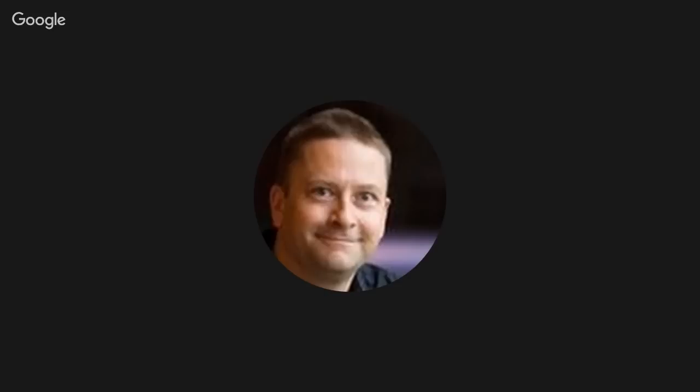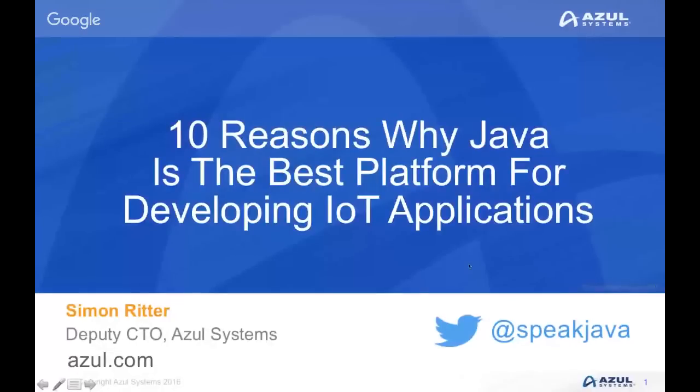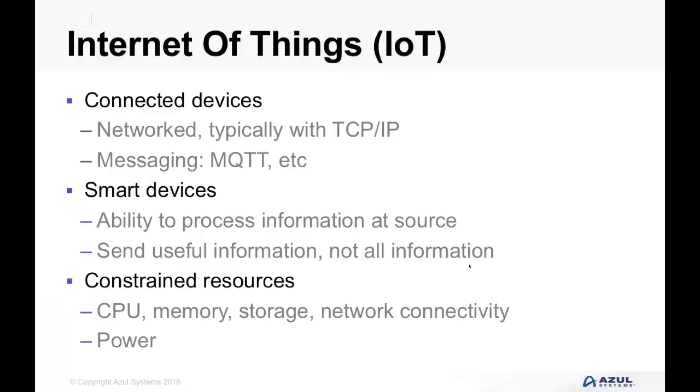Right, so hopefully you can now see my slides. The idea behind this presentation is really to talk about why Java is a great platform for developing applications for the Internet of Things. And when I sat down to put these slides together, I thought to myself, the first thing we need to really understand is what do we actually mean by the Internet of Things in this particular context?